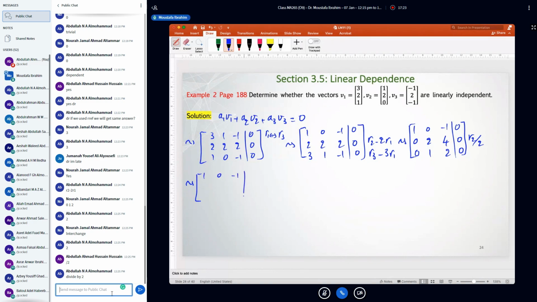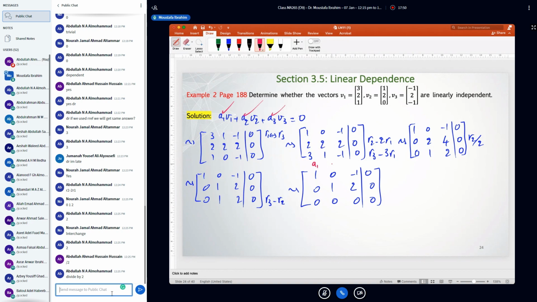0 minus 1. 0, 0, 1, 2, 0, 0, 1, 2, 0. Now I'll take R3 minus R2. So we get 1, 0, minus 1, 0, 0, 1, 2, 0, 0, 0, 0, and 0. So don't forget what the variables are. The variables are A1, A2, A3.